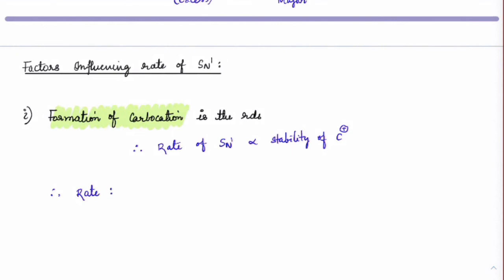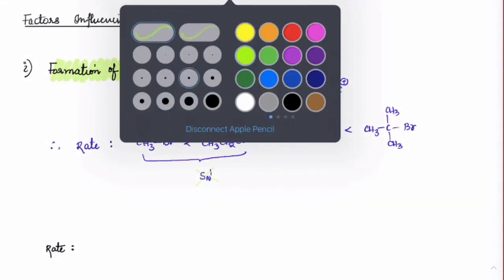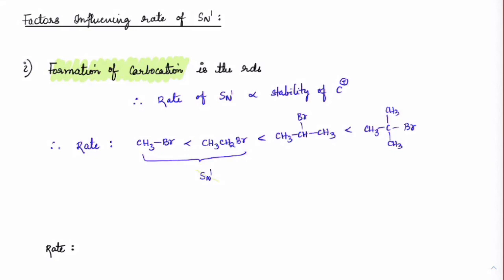Therefore, how do we write the rate now? We can write the rate as CH3Br less than CH3CH2Br less than (CH3)2CHBr less than (CH3)3CBr. These two will hardly go for SN1 reactions. You know that they usually do not go for SN1 reactions. Make a note.